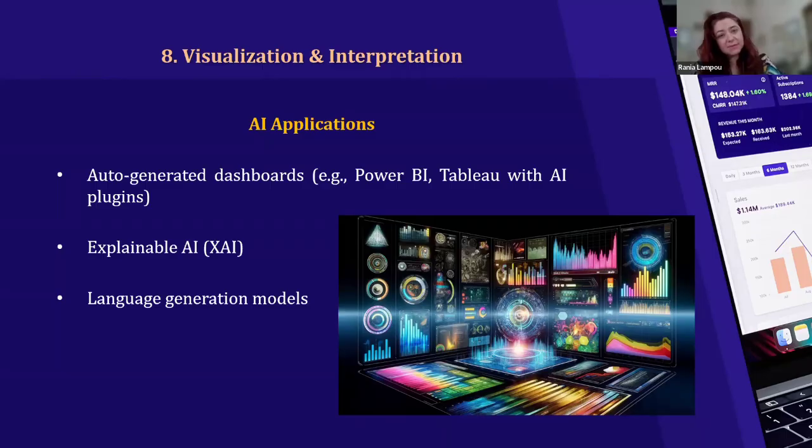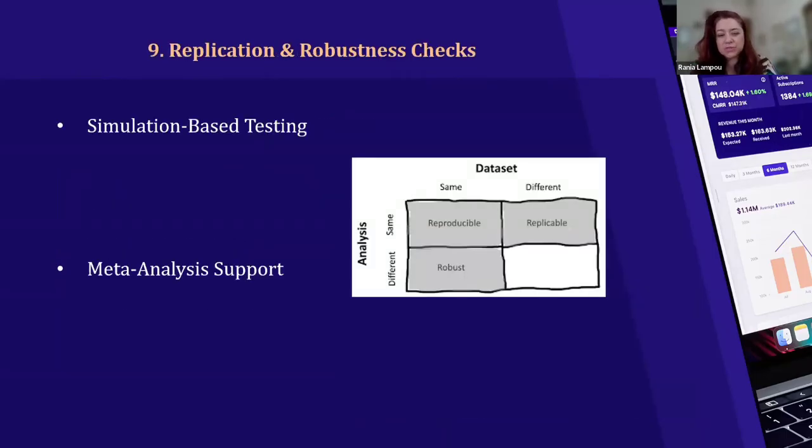The next step is replication and robustness checks, because AI can run massive simulations to test how hypotheses hold under varied conditions or parameter values, and meta-analysis support because NLP can extract structured data from previous studies to automate or accelerate meta-analysis.